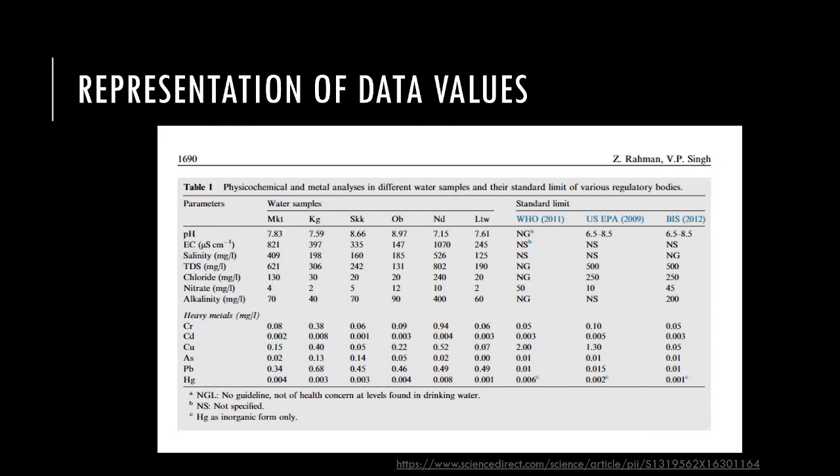This table represents different variables and their values. For example, parameters like pH, EC, salinity, TDS, chloride, all of them are examples of different variables. They have been measured in different water samples. These digits are representing the values in different units. This type of table is a part of presentation which is helpful in comparison and identifying the relation.